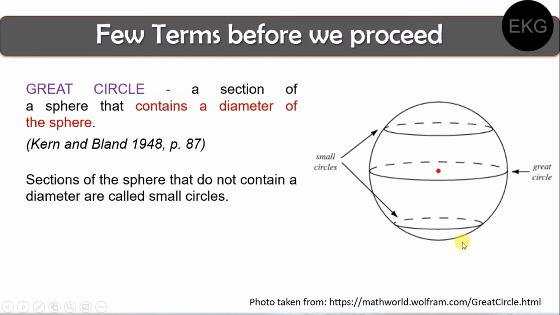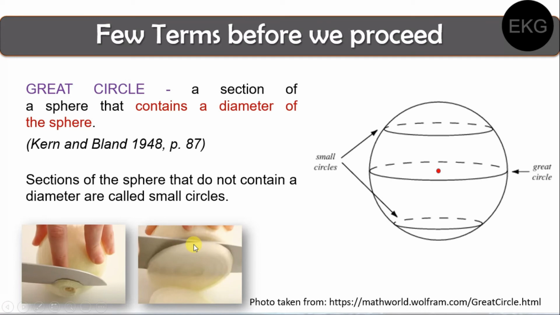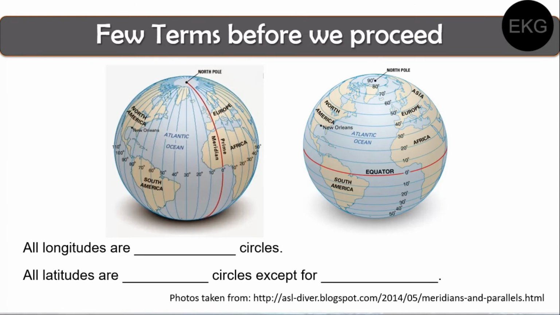Okay? Now, to better illustrate this one, isipin nyo na naghihiwa kayo ng sibuyas. Okay? Yung mga circles na nakikreate natin dun sa ibabaw, especially kung nasa ibabaw ka pala nagsaslice, are called small circles. Pero pag dumating ka na sa gitna, especially dun sa pinakagitna, that's the time you are creating a great circle.